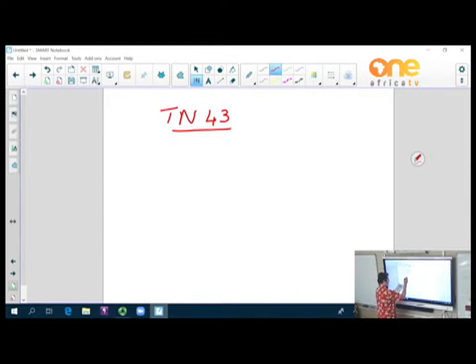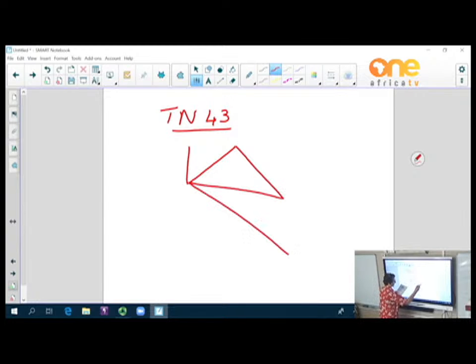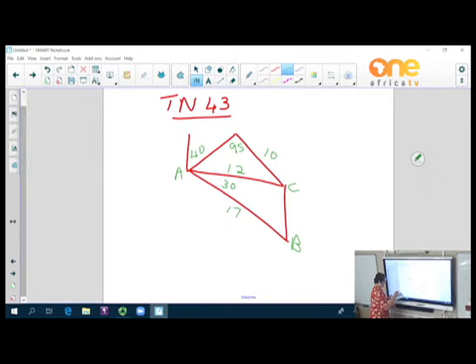Here we combine the bearings with a triangle, so this is also a very nice question that we have here. This angle is 40 degrees, there's a 95-degree angle, 12, 10, 30, and 17. And the first thing that we always look at is, is it a right angle triangle or not? And this is not a right angled triangle that you have here now. So we start off with A.